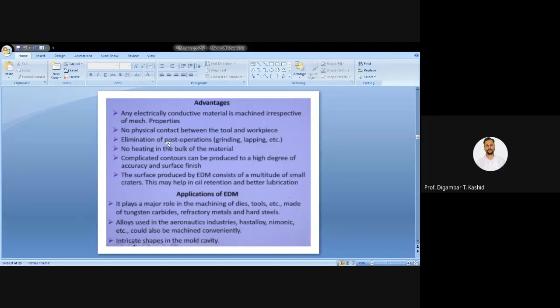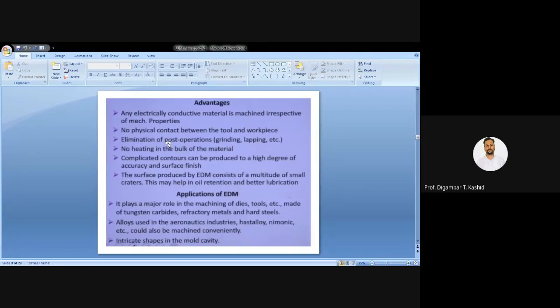The next advantage is the elimination of post operations like grinding and lapping. In conventional machining, after machining you have to do the finishing operation also, correct? In the EDM process you do not need to do this post-machining operation. Finishing operations like honing or lapping are not needed after machining by the EDM process.